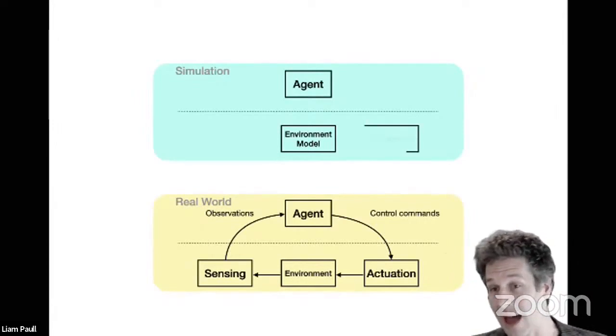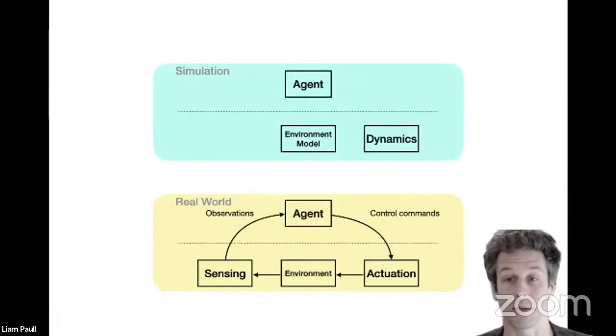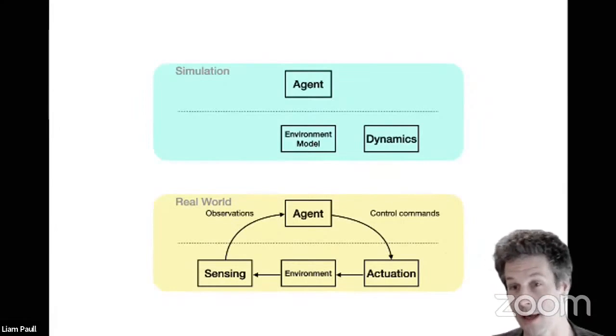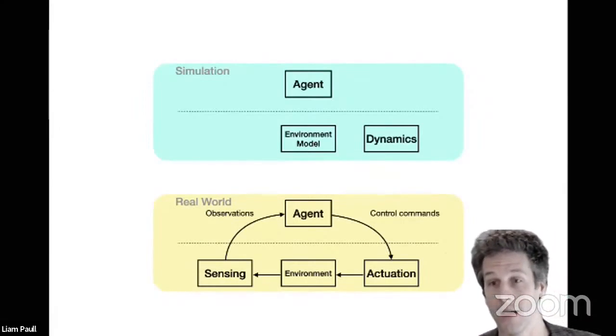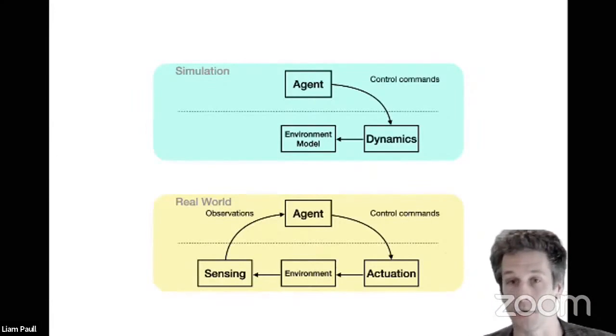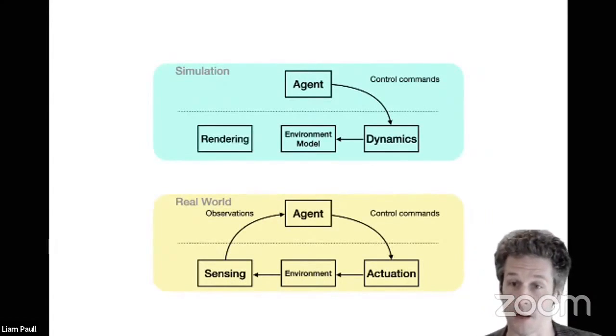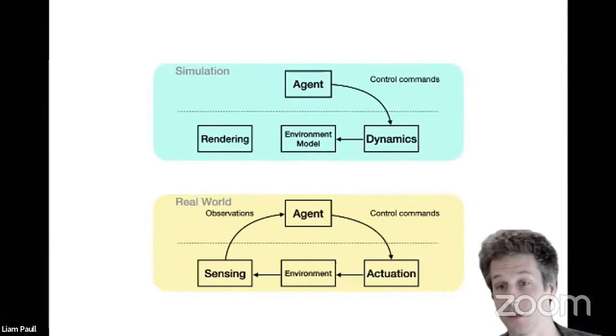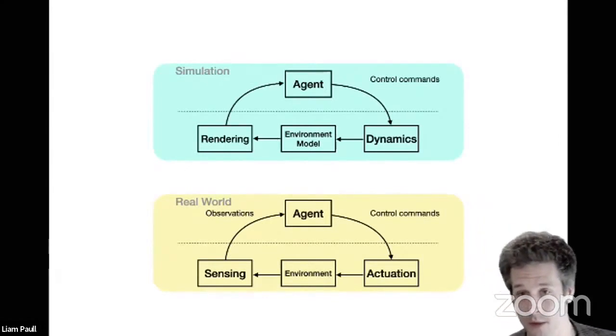Instead of there being real actuators, now we model the dynamics of the actors that exist in this environment model. And we keep the API the same. So we issue these control commands, and then we use these dynamics equations to update the environment model. On the other hand, we observe the environment now not directly through sensors, but through some kind of rendering agent.